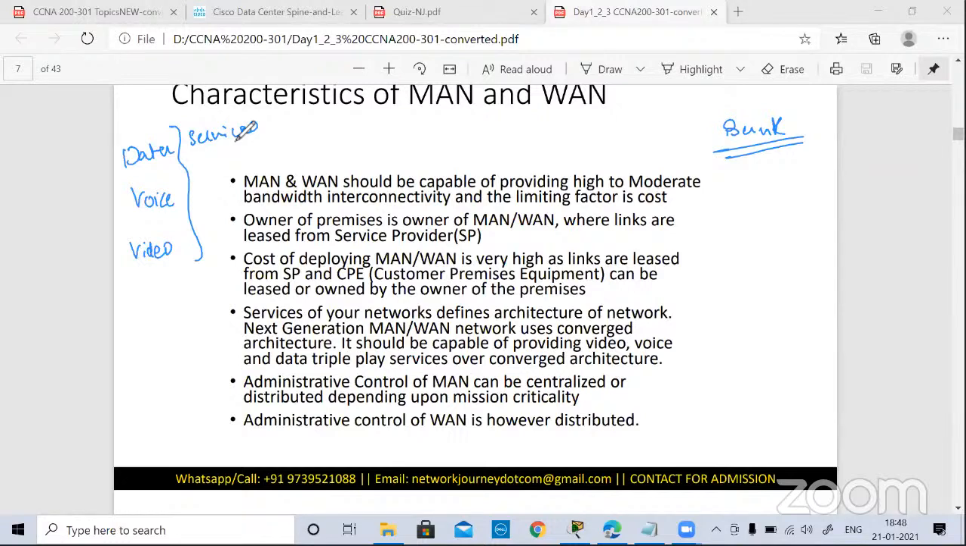But maximum we would require a data service, followed by, if I have to organize a conference meeting with my colleagues or with somebody in another branch or in my headquarters, then I would definitely require voice conferencing or video conferencing. But the amount of those services which I would use would be very less compared to the data services. So based on that, I will calculate how much bandwidth I need for data, how much for voice, and how much for video, and then I'll make a total calculation and figure out that this is my requirement.